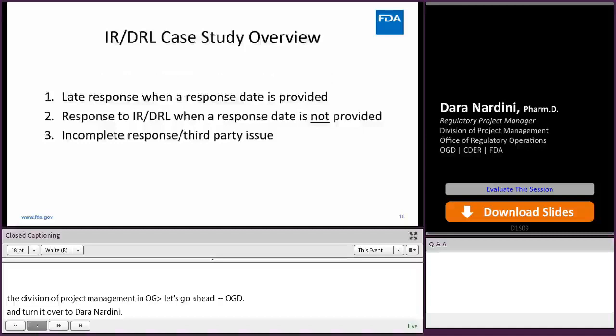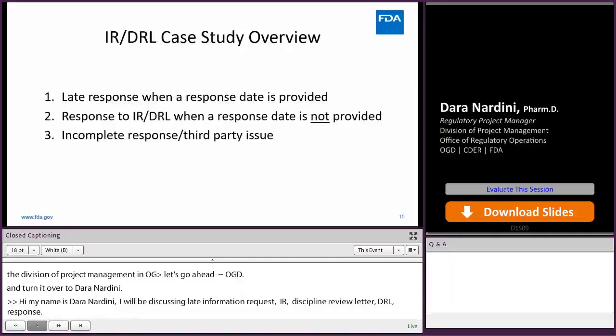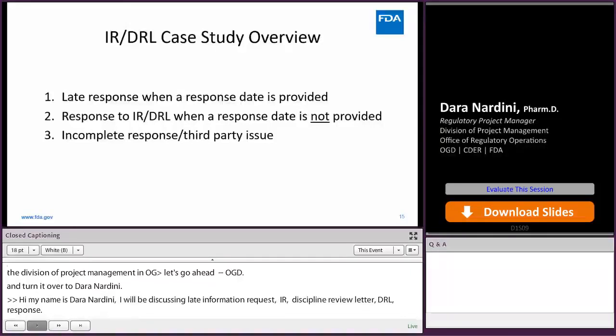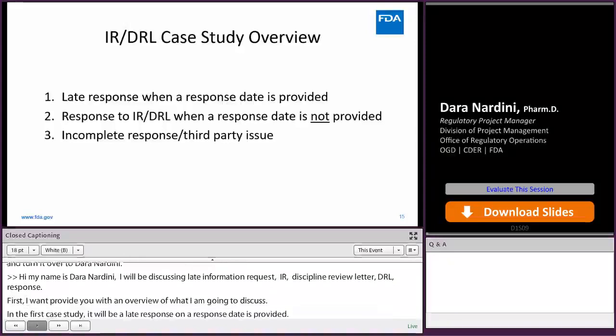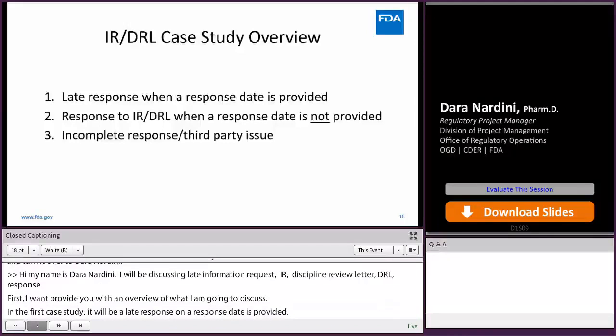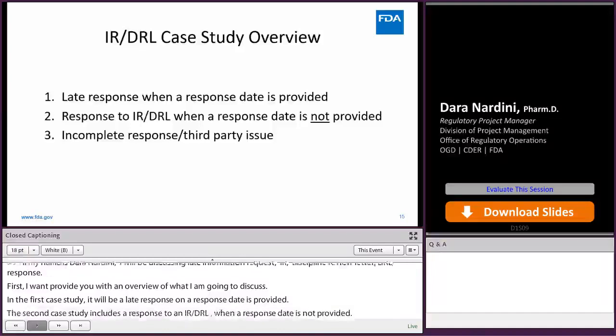First, I want to provide you with an overview of what I'm going to discuss. In the first case study, it'll be a late response when a response date is provided. The second case study includes a response to an IR, DRL, when a response date is not provided. And in the third example, it'll include an incomplete response or third-party issue.